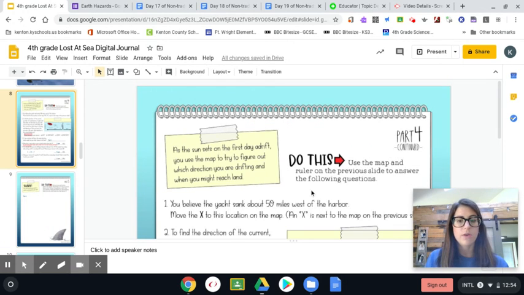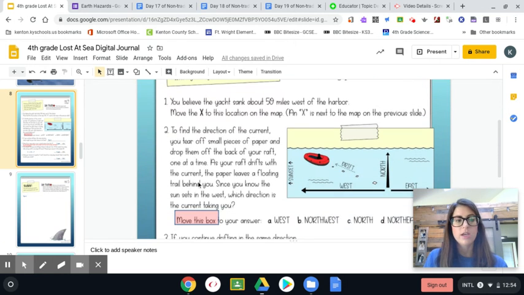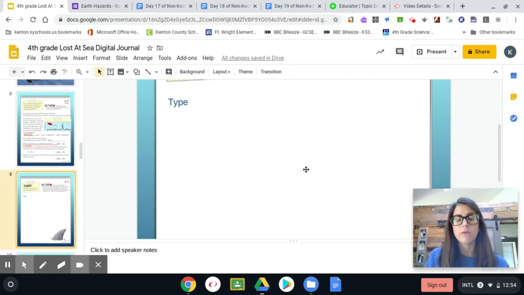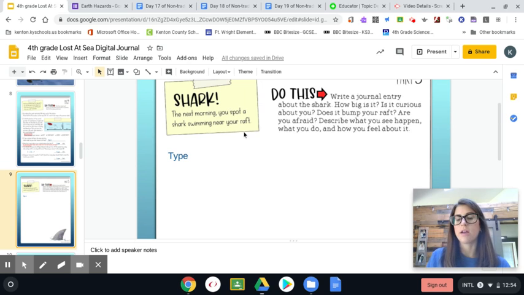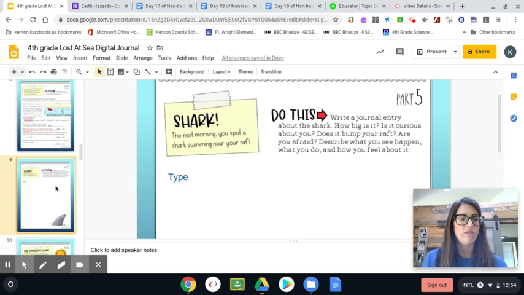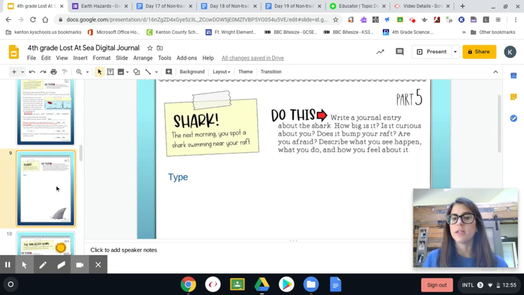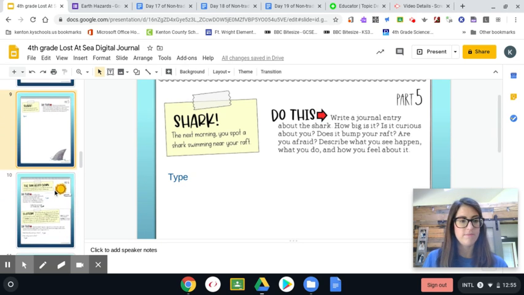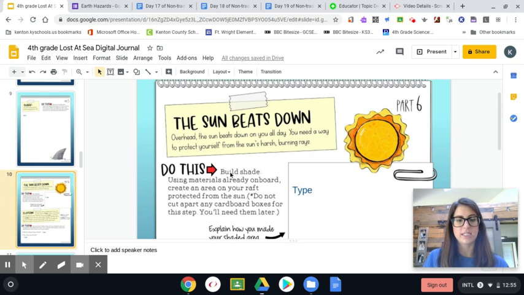And then after you answer your math questions, you are going to come down to 9, where you have a little bit of a creative writing entry. You're going to write a journal entry about a shark that you have spotted on your raft. And you are going to write about your reaction to that and how you feel. I know that I would feel pretty terrified in that position. You're going to move on to the next slide.